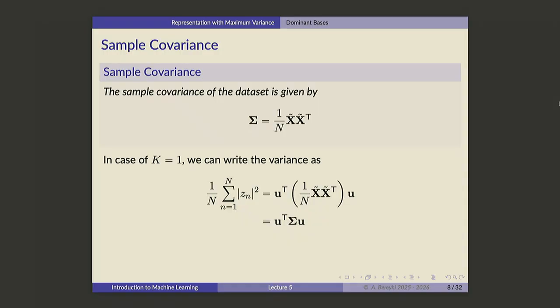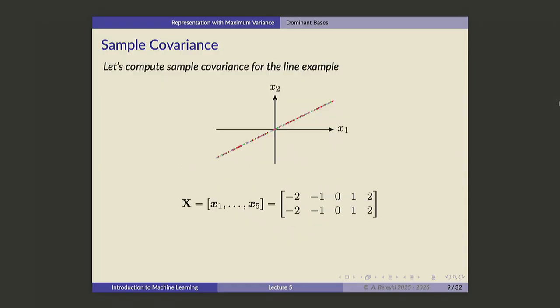The maximum value for this term is the maximum eigenvalue of that matrix sigma. Now, what is the reason? The reason, I'm going to explain it next, but let me first give you a rough idea of what is happening here. You remember this example I started with.